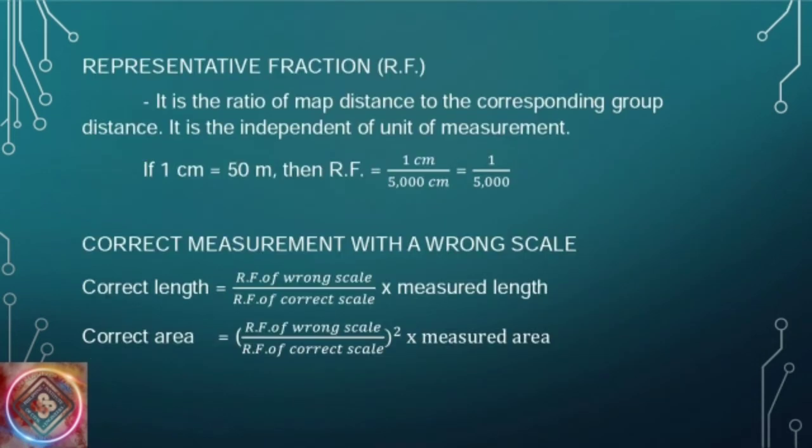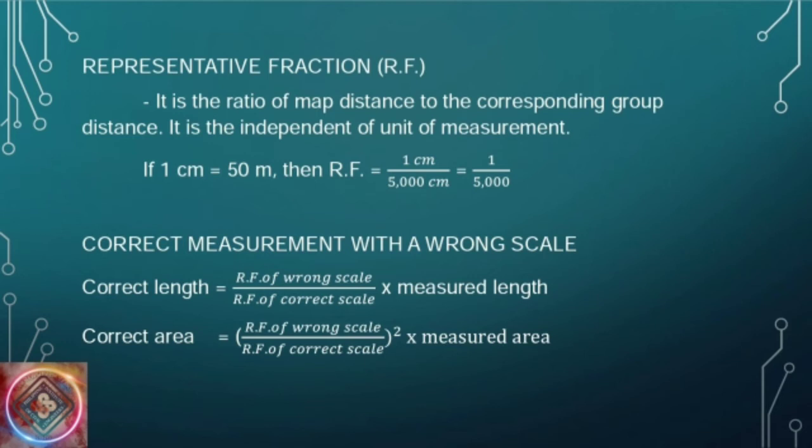Representative fraction or RF. It is the ratio of map distance to the corresponding ground distance. It is independent of unit of measurement. If 1 cm is equal to 50 meters, then we have to convert first the 50 meters to centimeters, which is 5,000 centimeters. So, RF will be equal to 1 cm over 5,000 cm. Cancelling the unit of length, which is cm, it will be 1 over 5,000.